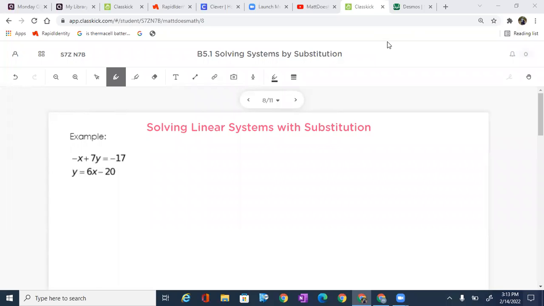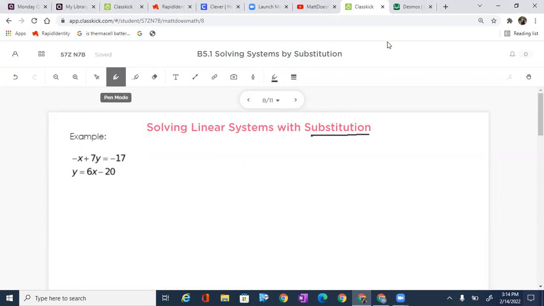It is a fantastic day for solving linear systems with substitution. All right, so let's go ahead and get started with this. We're going to take two lines, and what we're going to do is look for where they intersect, but we're going to solve for this algebraically using substitution.